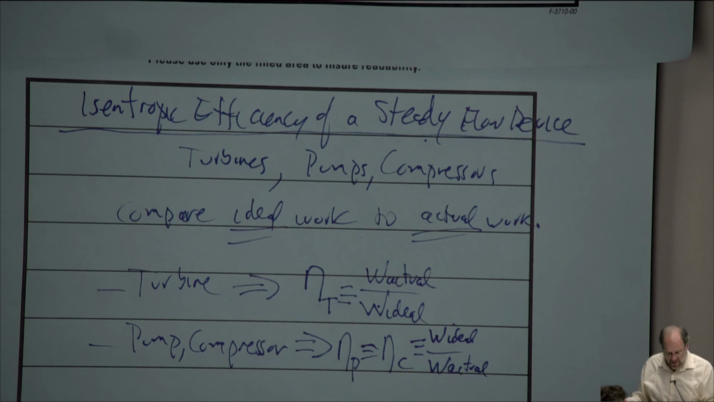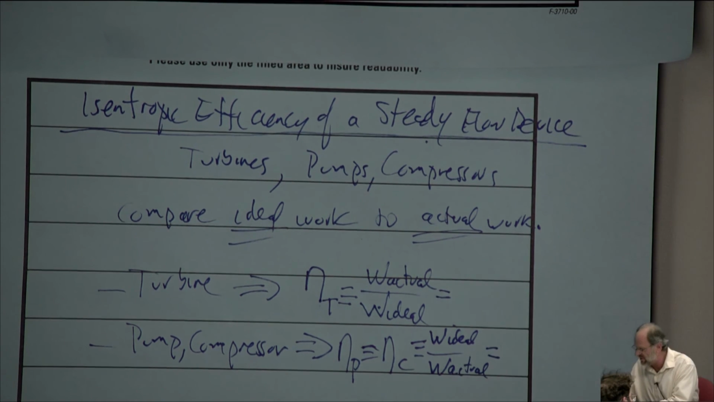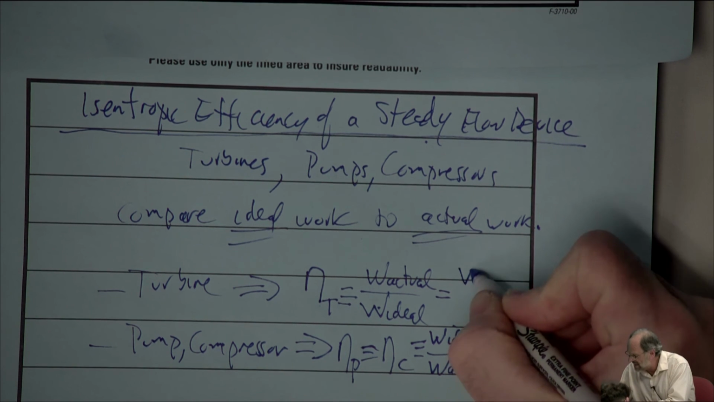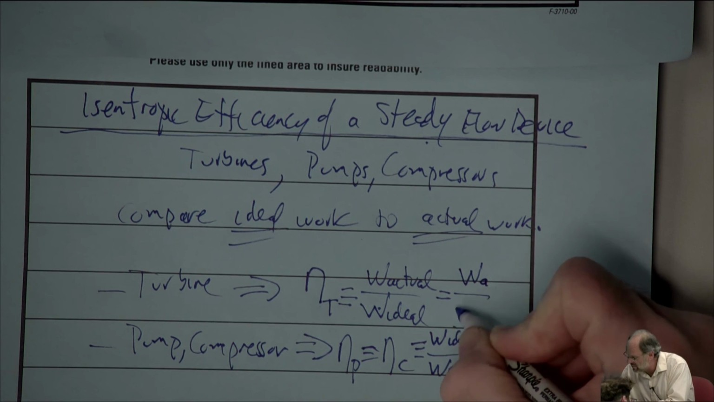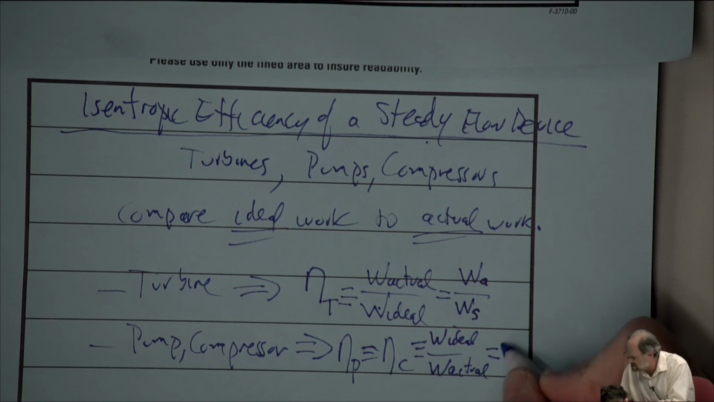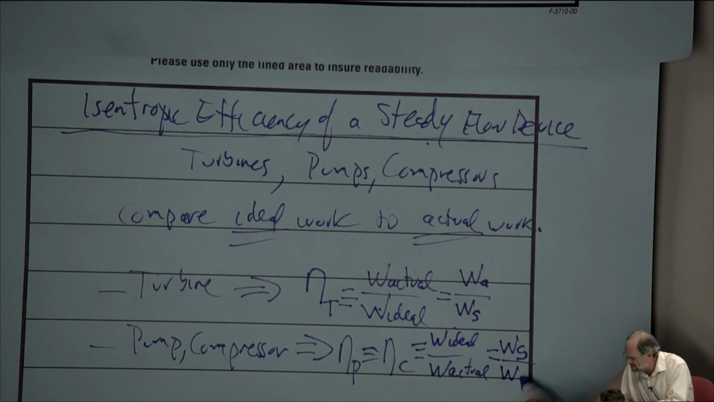Another thing I want to note is that we're not going to want to write out the words work actual and work ideal all the time. So I'm just going to use the subscript A for actual and the subscript S for ideal. So for the turbine, the isentropic efficiency is W_A over W_S. For the pump or compressor, it's W_S over W_A.